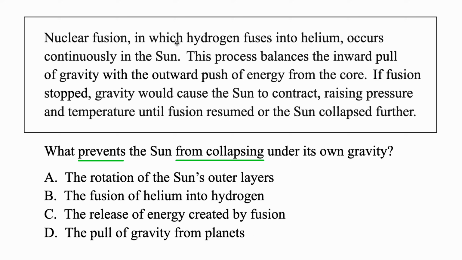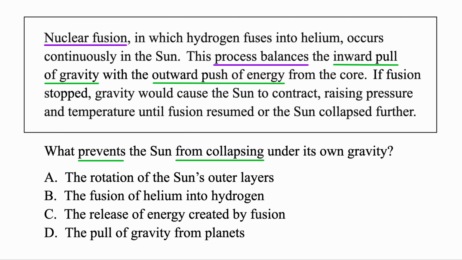Nuclear fusion, in which hydrogen fuses into helium, occurs continuously in the sun. This process balances the inward pull of gravity, there it is right there, with the outward push of energy from the core. Let's break this down. They talk about some process balancing, and the process they mention is in the first part, nuclear fusion. That's providing the balance here of the inward pull of gravity with the outward push of energy from the core.